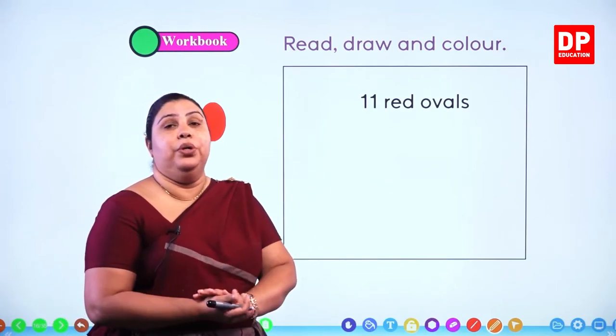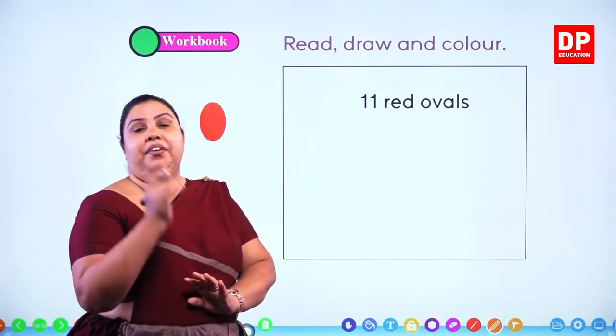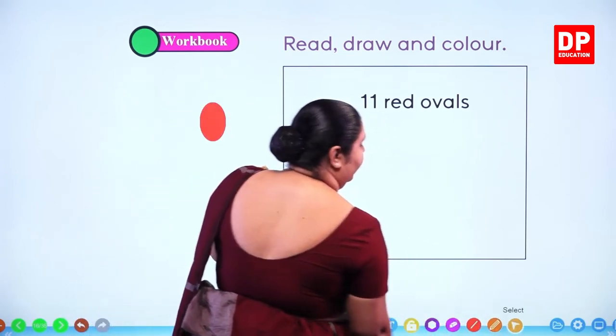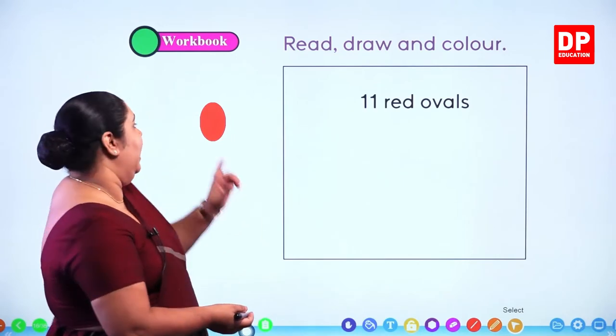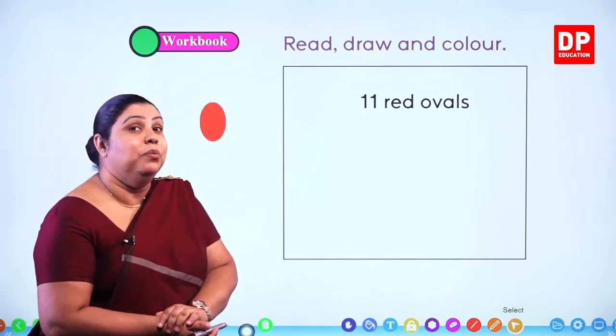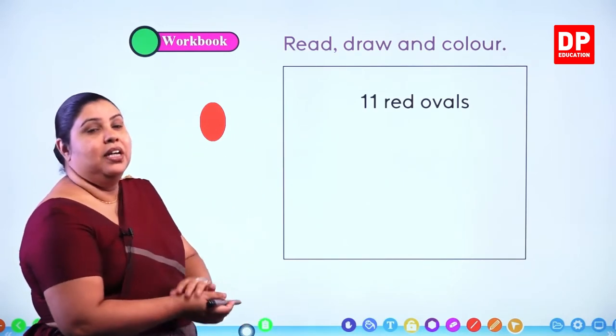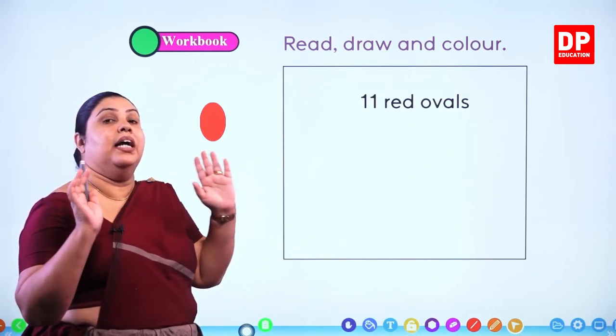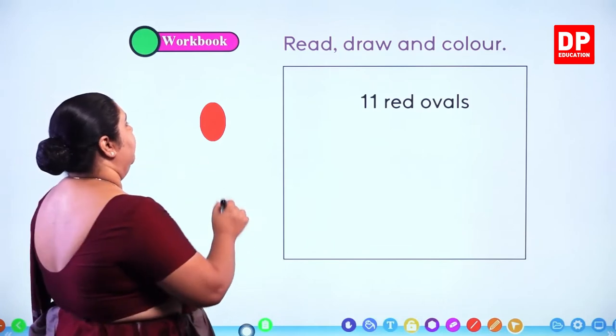Now teacher is going to draw 11 red ovals like this. 11 red ovals like this. I have them here and I am going to bring them to my box. How many do we have to draw? 11. So now let's start counting from number 1.